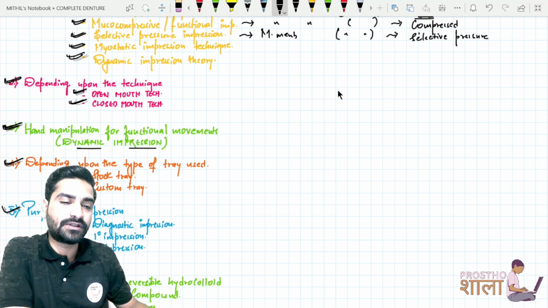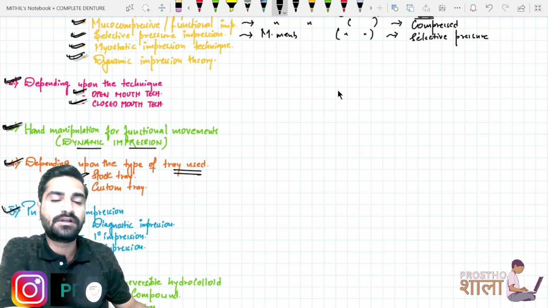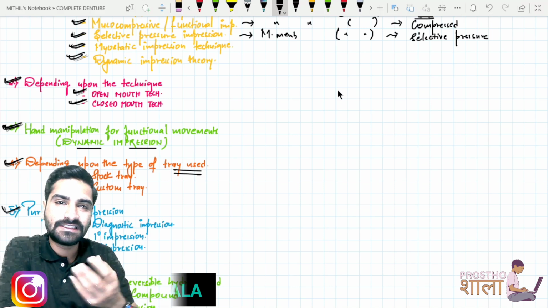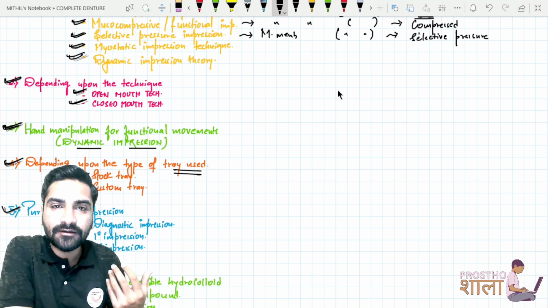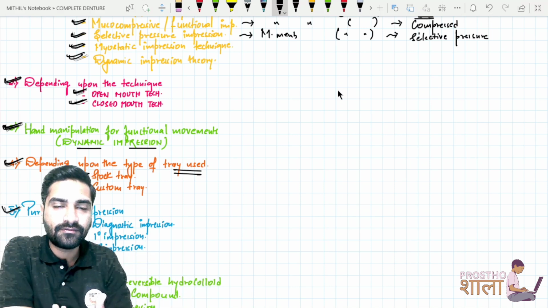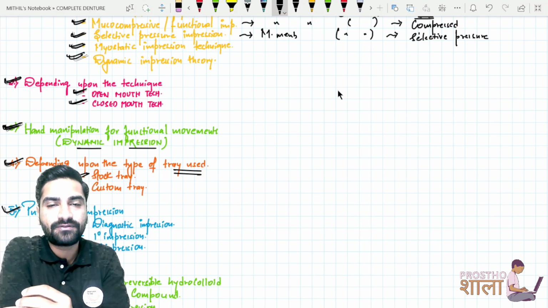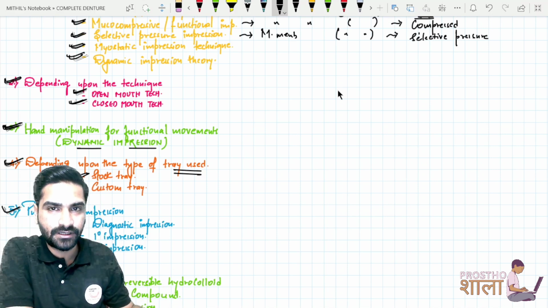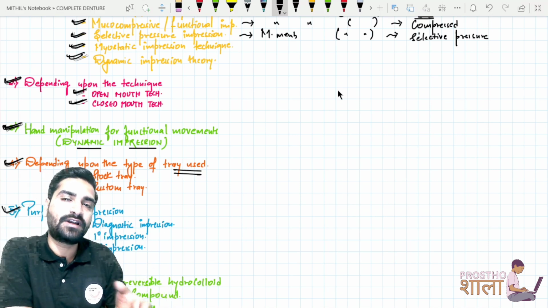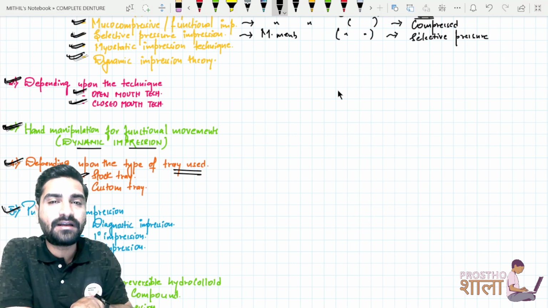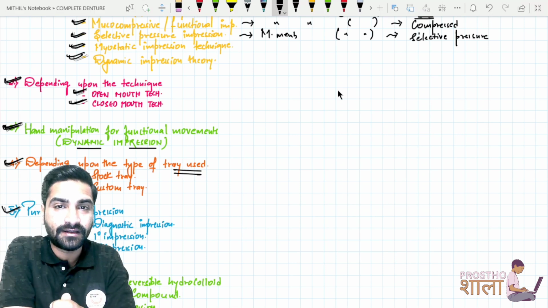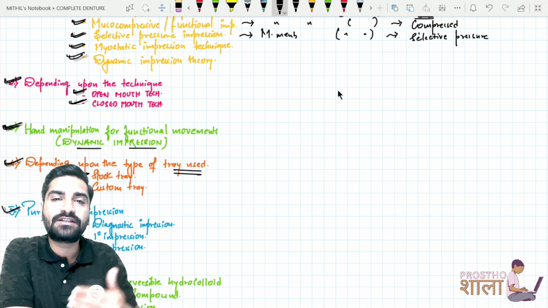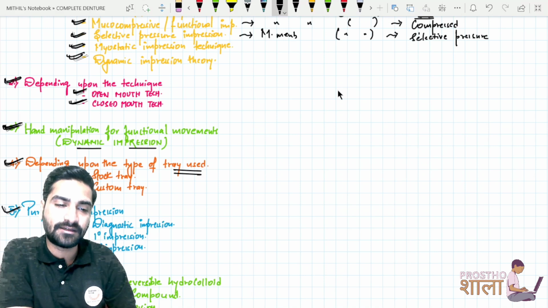Fourth, depending upon the type of tray used, it can be a stock tray or a custom tray. What do we mean by stock tray? It is the tray which is there in stock in our clinical setup, the metal trays which have size numbering 0, 1, 2, 3, 4, right? It is not customized according to the patient. When you take a primary impression and make a special tray on it, that is a customized tray, because that tray won't fit any other patient, right? That is why it is called a custom made tray or custom tray.